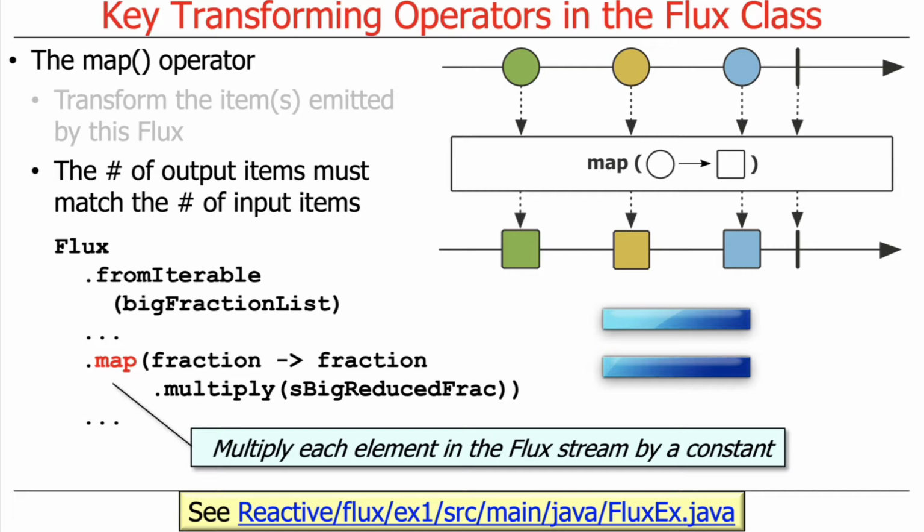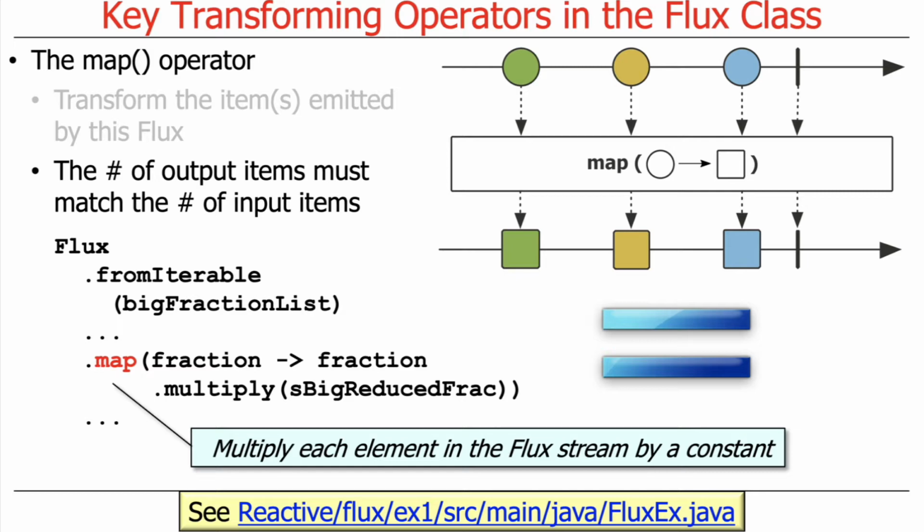Always keep in mind with map, especially map for things like fluxes or observables or streams, that the number of output items must match the number of input items, unless, of course, an exception is thrown, in which case all bets are off. But if there's no exception, then you'll have an equal number of output elements that have been transformed as you had input elements. So, for example, here's a simple use case that we'll look at later when we talk about the case study, where we take a big fraction list and we use fromIterable to convert it into a flux stream. And then for every element in that flux stream, we're going to use map to multiply each of the big fractions by some constant. So very simple.